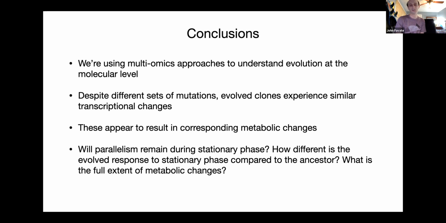How different is the evolved response to stationary phase compared to the ancestor? Experiencing stationary phase is not a new thing for E. coli. So I have to wonder how robust is the transition from exponential to stationary phase to all of this evolution that's been happening in the LTE? Does the switch from exponential to stationary in the evolved lines resemble the ancestor, or is there something fundamentally different about it? Let's see. And then obviously, what's the full extent of the metabolic?